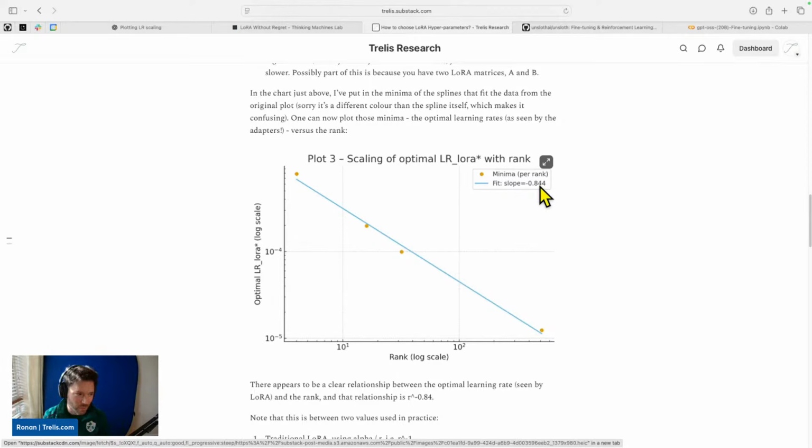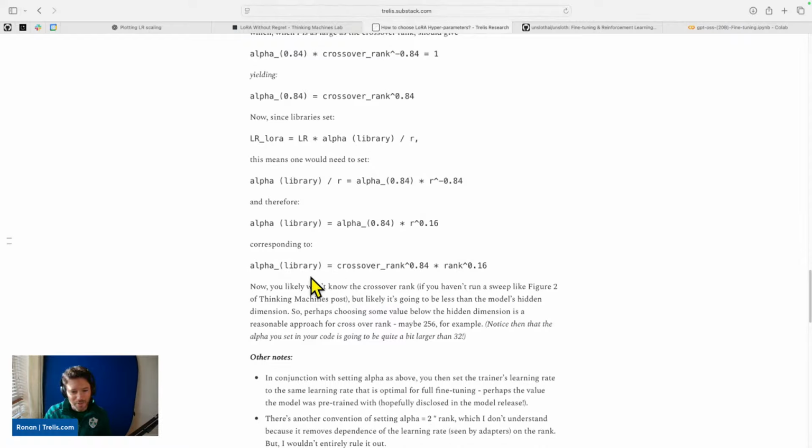I won't go through the maths in detail here. You can take a look at the blog, it's just on trellis.substack.com. But if you really wanted to be rigorous and match the empirical data, here's how you should set your alpha. You should set the alpha as what I'm calling the crossover rank, which you can think of a little bit like the rank of your LoRA at which you are equivalent to full fine tuning. It will often be a bit less than the actual hidden dimension.